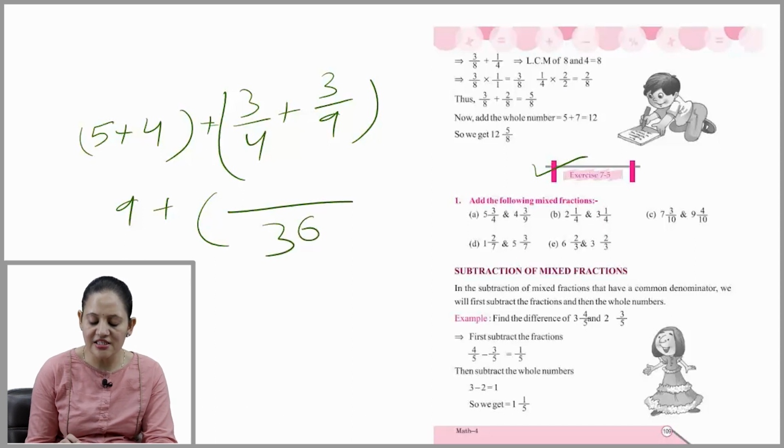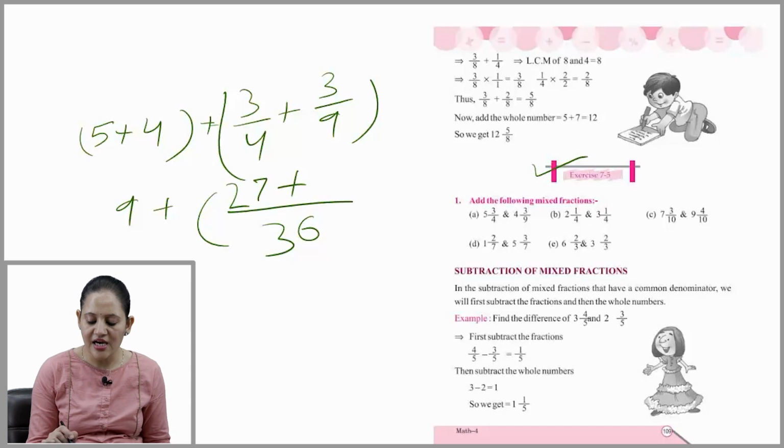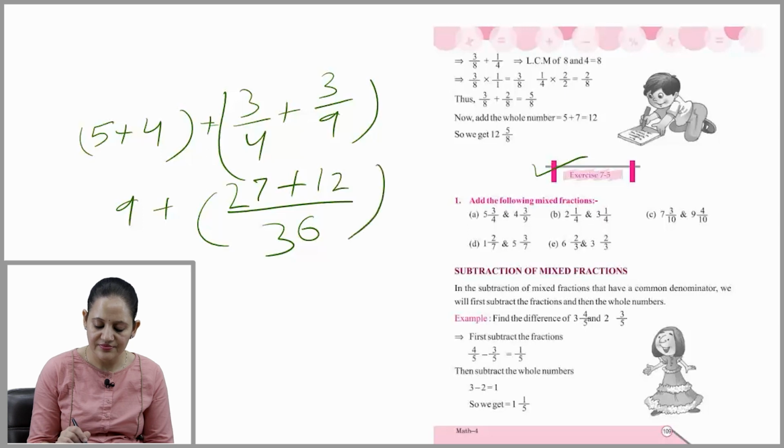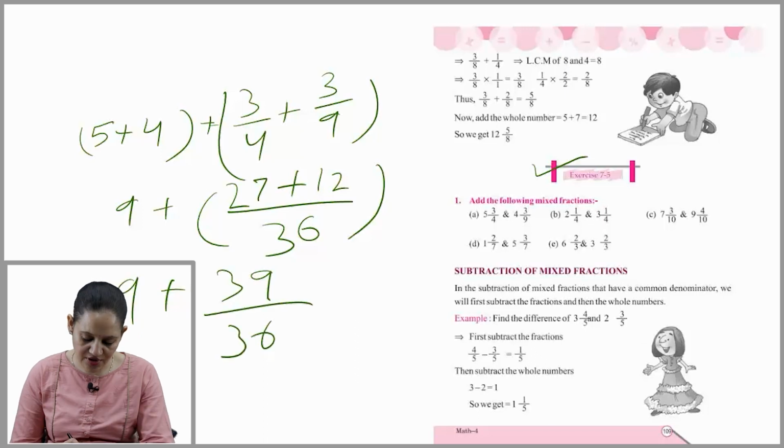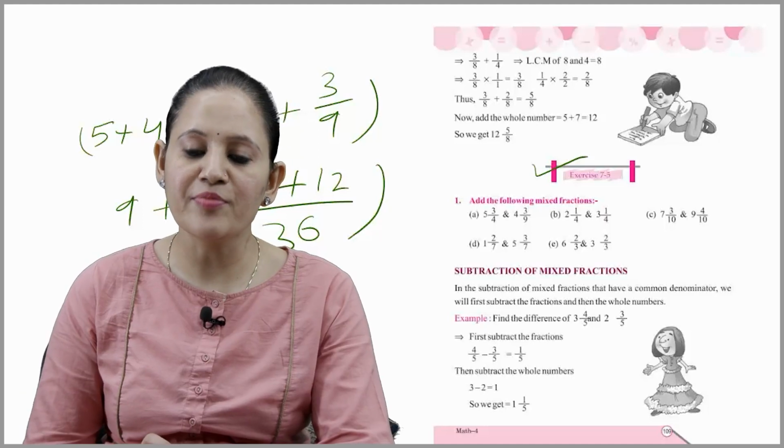Now 36 divided by 4 is 9. 9 3s are 27 plus 36 divided by 9 is 4, 4 3s are 12. So this will be 9 39 upon 36, that is 13 upon 12. Clear?